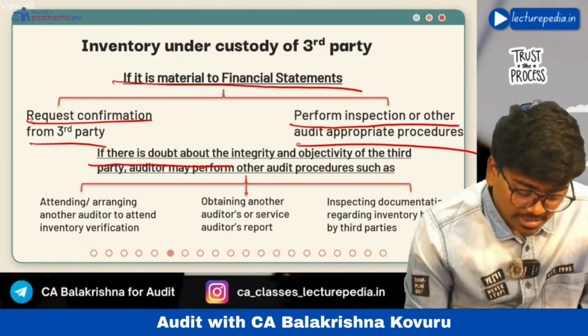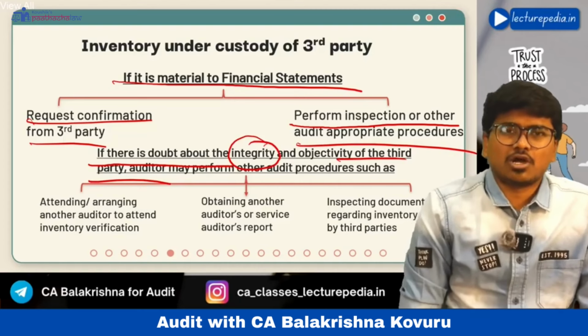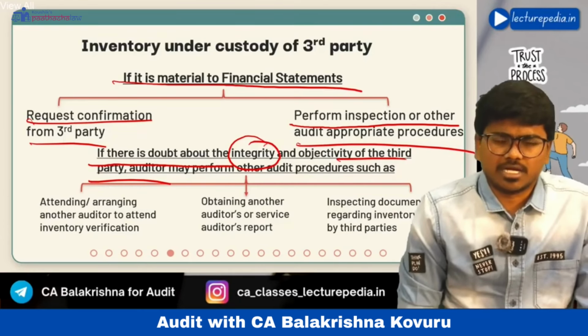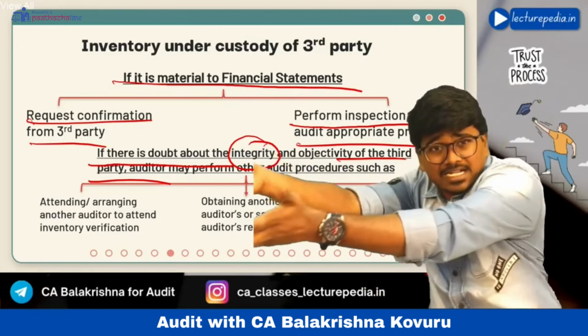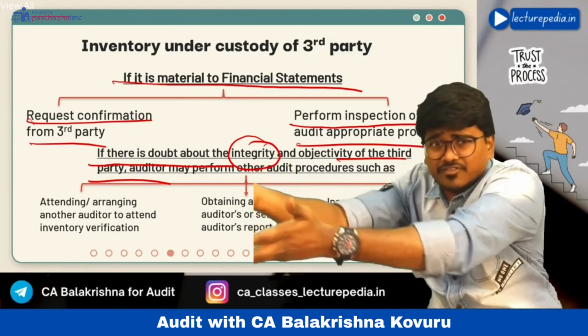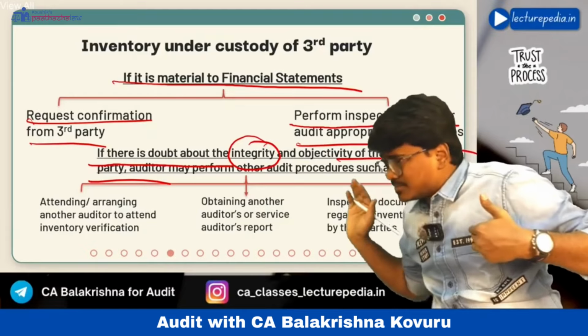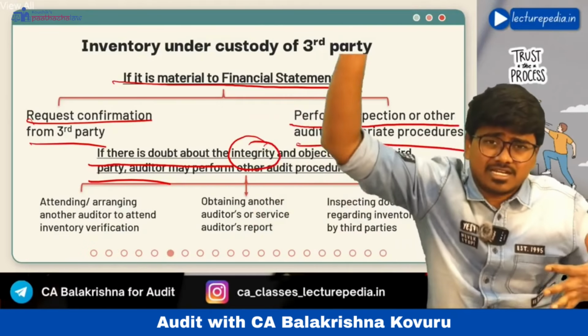If there is doubt about the integrity and objectivity of the third party, and because of that the auditor is not able to believe the confirmation sent by the third party, in such a situation the auditor himself can attend that place and verify the inventory, or on behalf of the auditor he can send some other person to that location and verify whether the inventory is there or not.